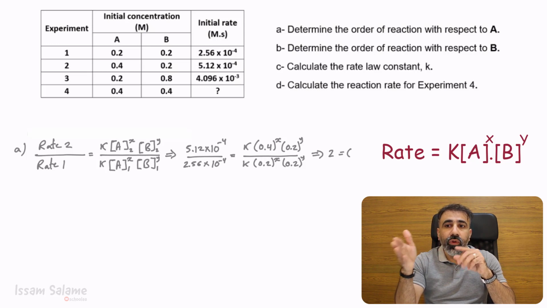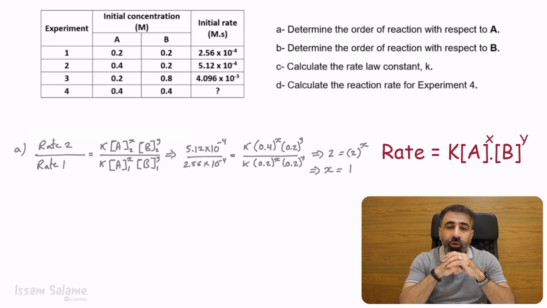So we're going to end up with 2 equals 2 power X, which means that X is equal to 1. So the order of the reaction with respect to A is equal to 1. The second part, I need to find the order of the chemical reaction with respect to B, which means that I need to calculate Y.